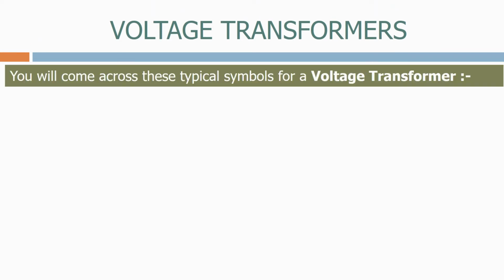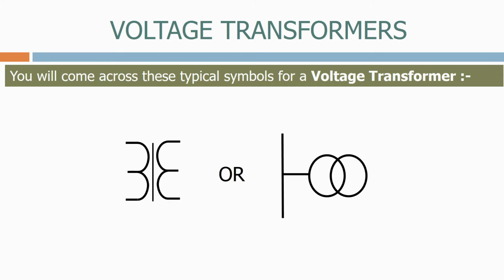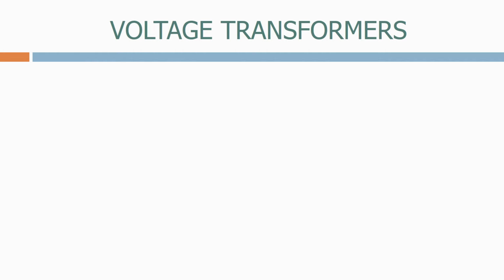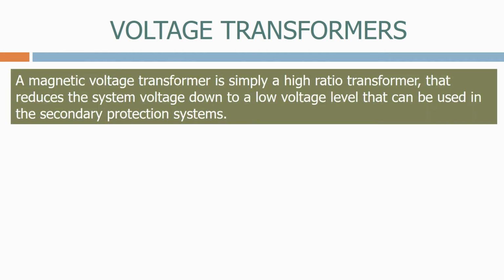You will come across these typical symbols for the voltage transformer. Either this symbol or this one. A magnetic voltage transformer is simply a high ratio transformer that reduces the system voltage down to a low voltage level that can be used in the secondary protection system.